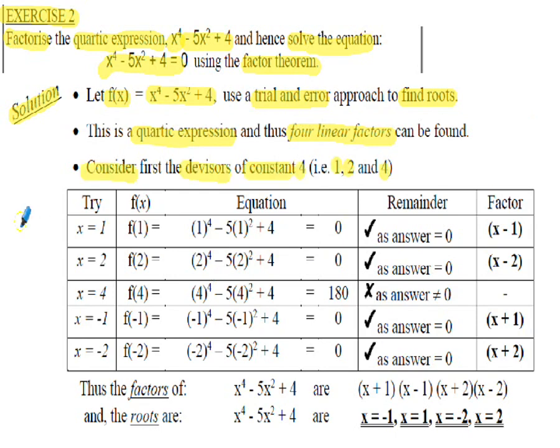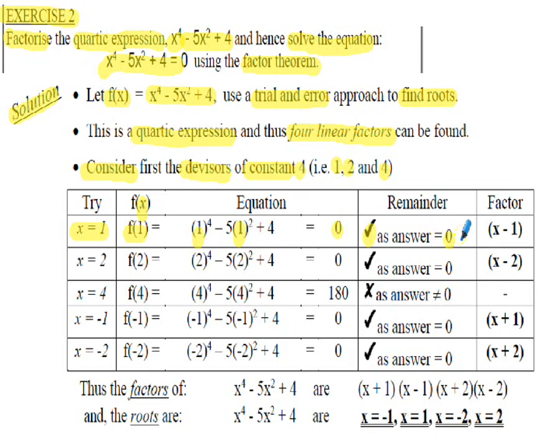So let's now try a value of x. We're going to take x is equal to 1 for our first trial. Don't forget all we do now is put the value of 1 where we see an x in the above expression for function of x. So with x equal to 1, that now becomes 1 to the power of 4 minus 5 multiplied by 1 squared plus 4. That does work out to be 0, so our remainder is 0.